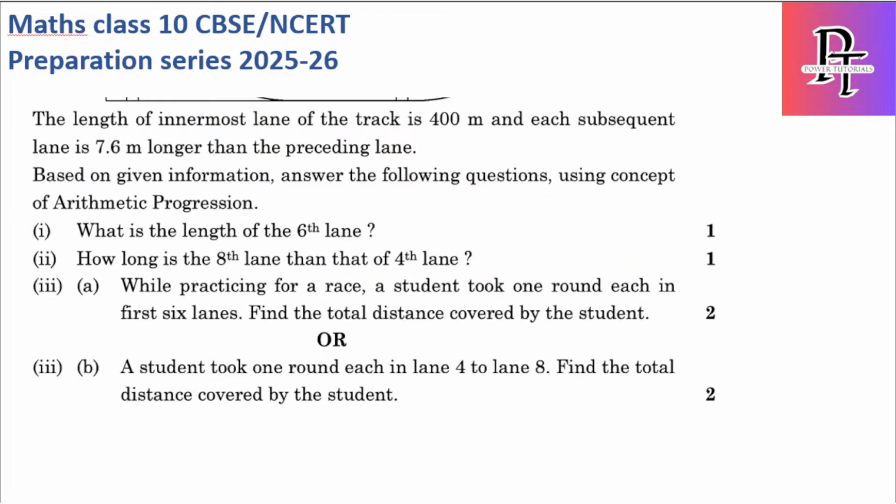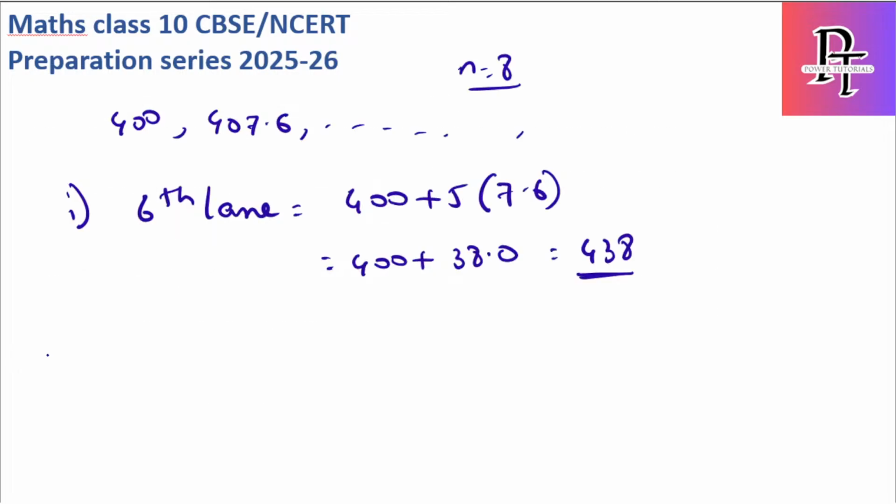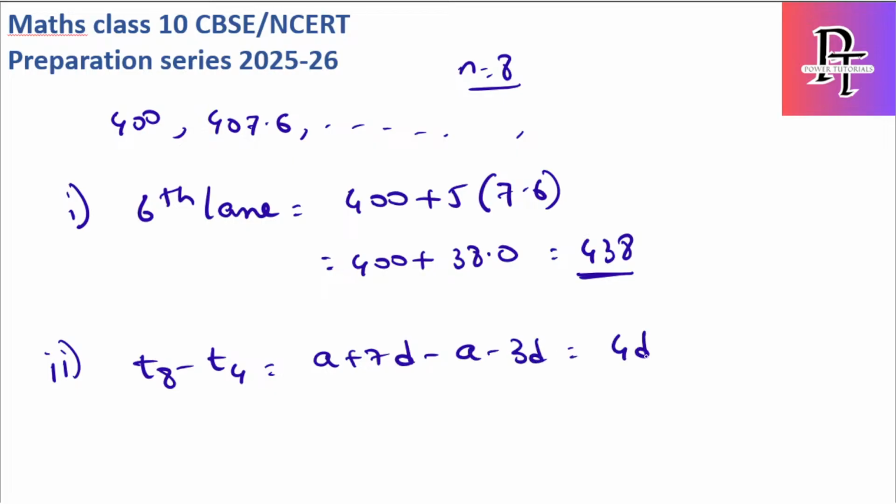See the next question. How much longer is the 8th lane than the 4th lane? They are simply asking for the difference T8 minus T4. So a plus 7d minus a minus 3d, which is nothing but 4d. So 4 into the common difference 7.6: 4 6s are 24, 4 7s are 28, plus 2 is 30. So 30.4 meters is the difference between the 8th lane and the 4th lane.